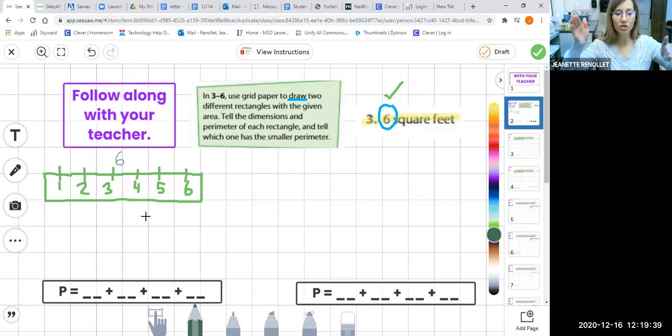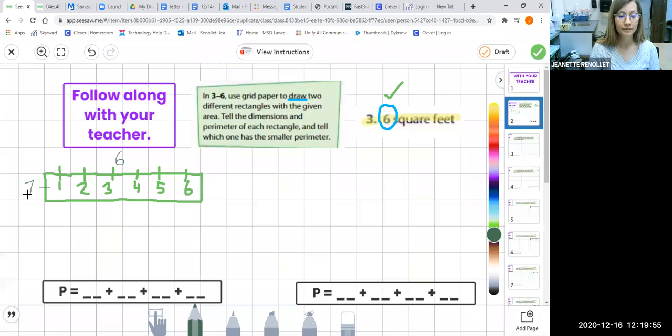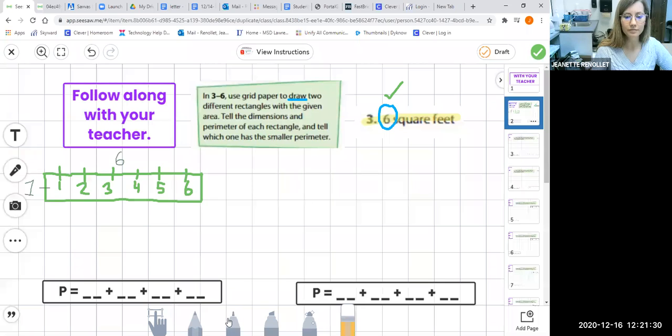My width is on the other sides. I only have 1 square unit in the row. I'm sorry, in the column. I only have 1 in the column, so I can count this as 1. I have now labeled my length and my width. After I have drawn a rectangle with 6 square units, I labeled my length and width.